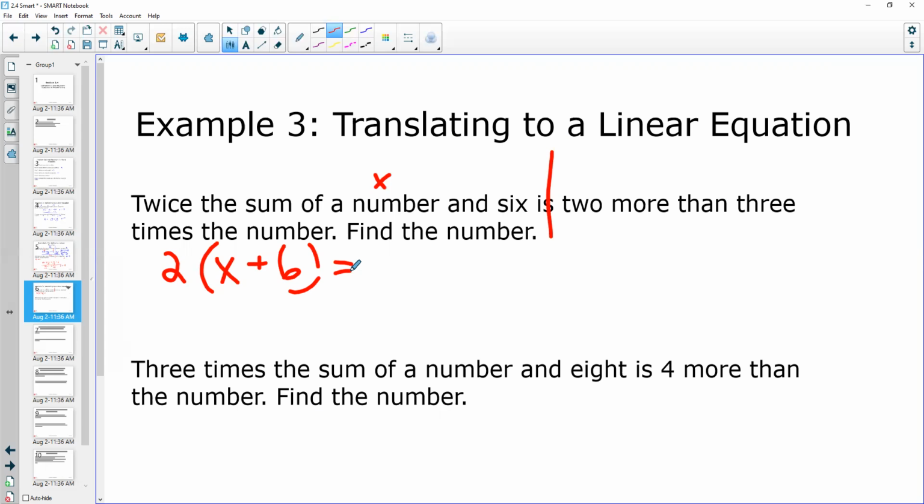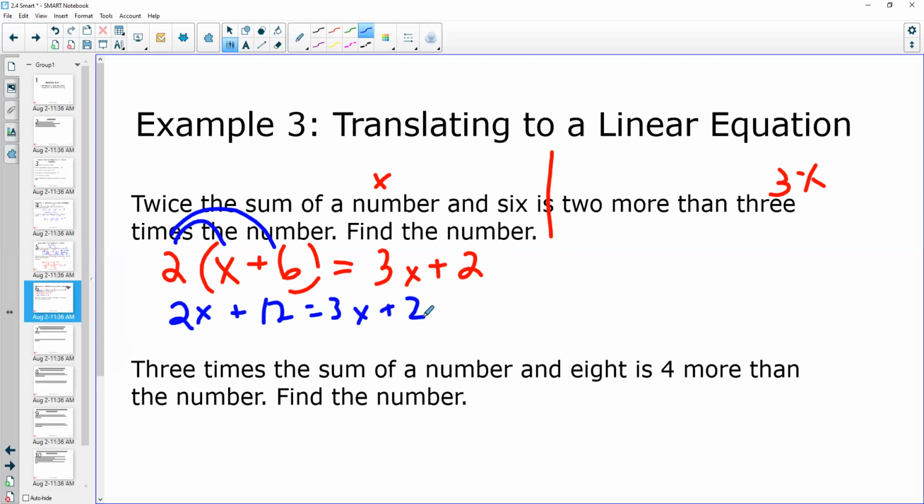2 more than 3 times the number. Now remember, that one sounds a little different. 3 times the number is 3x. 2 more than that is just 3x plus 2, right? So now I can solve, but I do have to think through steps. I have to distribute first. So 2x plus 12 equals 3x plus 2. I'm going to subtract the 2 from both sides.